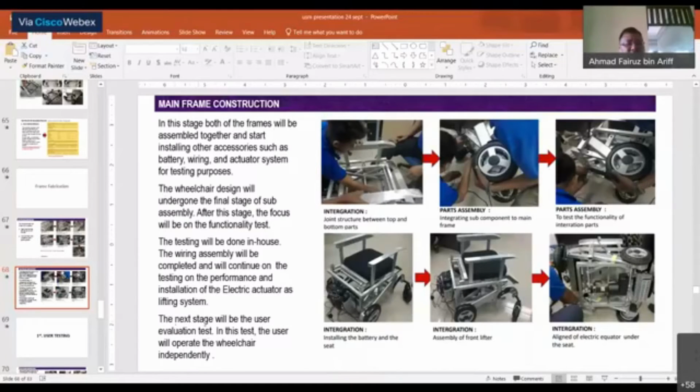The next stage will be the user evaluation test. In this test, the user will operate the wheelchair independently. So you can see this is the detail of assembly. Okay, so they will test the functionality in terms of moving front, back, round. Okay, and this is the equator they put underneath.